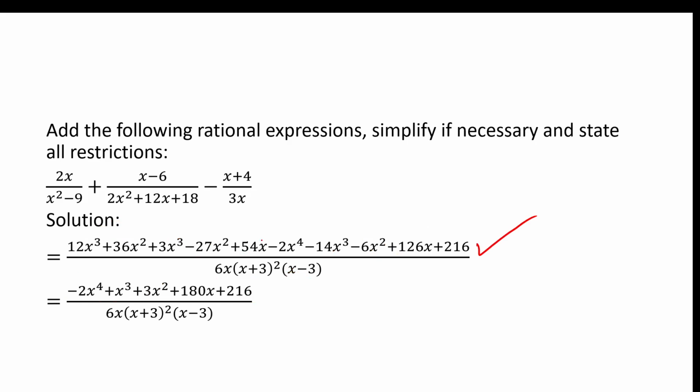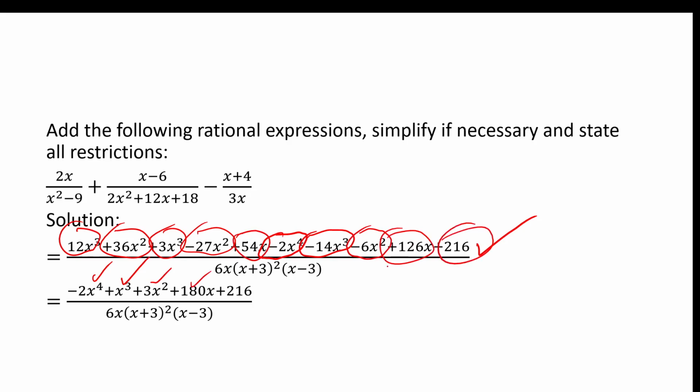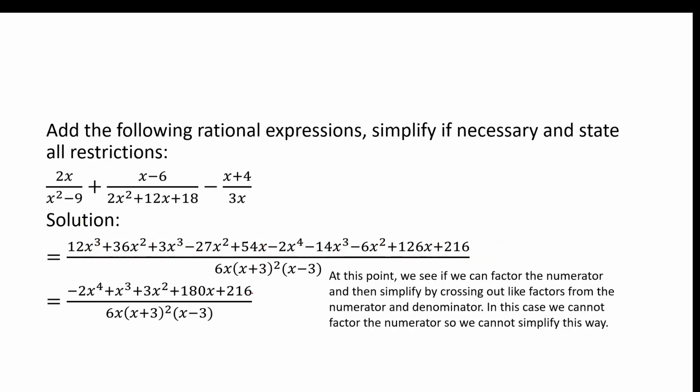And now you'll just collect your like terms. You've got negative 2x to the 4. Then you've got 12x cubed plus 3x cubed becomes 15x cubed, minus 14x cubed, so you get positive 1x cubed. 36x squared minus 27x squared minus 6x squared becomes plus 3x squared. 54x plus 126x becomes 180x. And finally, we've got 216 on the end. And we still have our denominator.